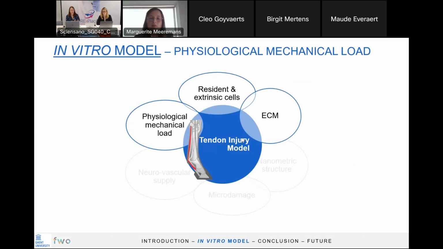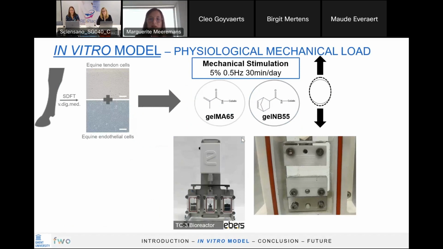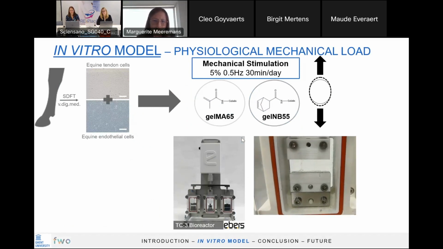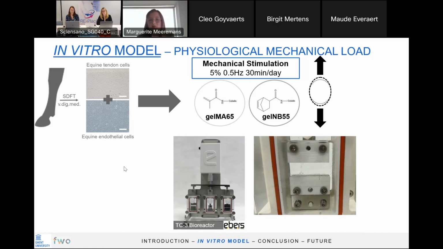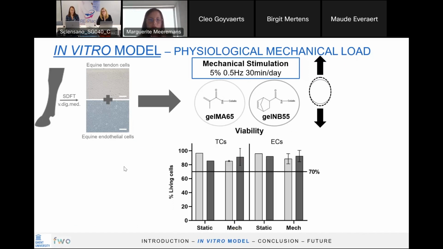In vivo, you can imagine that the tendons are subjected to mechanical loading every day. And therefore, to make our model representative, we also include this mechanical stimulation. So you can see here our device, it's the TC3 bioreactor from Ebers. And we implemented in these experiments a protocol of 5% strain 30 minutes a day, which is representative for 30 minutes a day trotting of a horse. The cells remained viable when this mechanical stimulation was implemented.